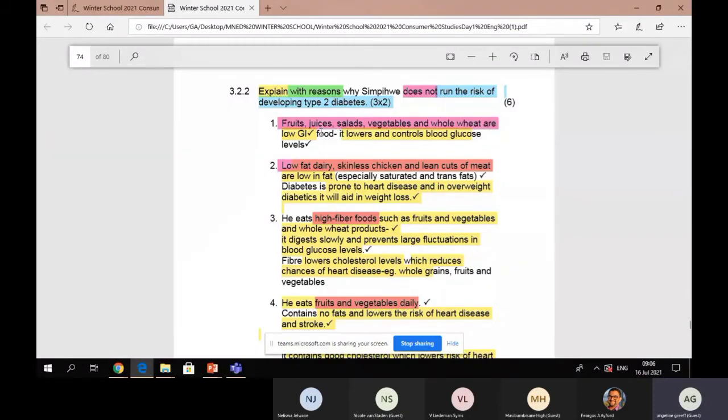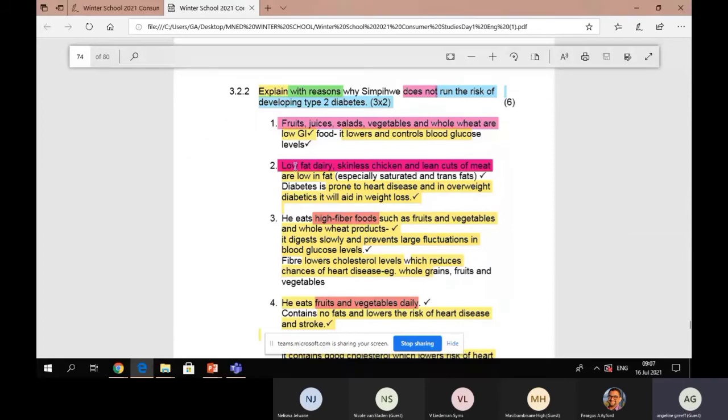So you'll see there, please remember when you answer, refer to what has been given to you. Like, for example, refer to all of the information: fruit juice, salads, vegetables, and whole wheats. These are all low GI foods, okay? With reason, now you've explained these low GI foods. Okay, you've given examples of the low GI foods that you've recognized, right? And now you're explaining it lowers and controls blood glucose levels, because that we know is important for diabetes. So it's good for him, right?